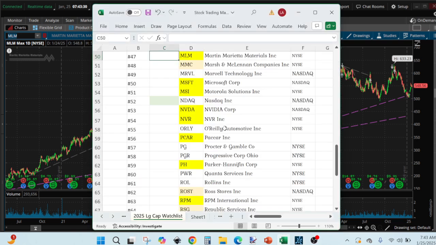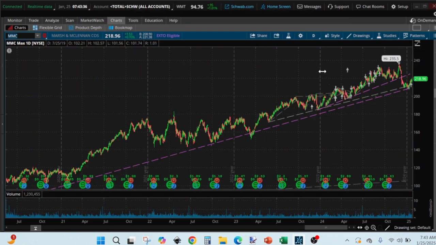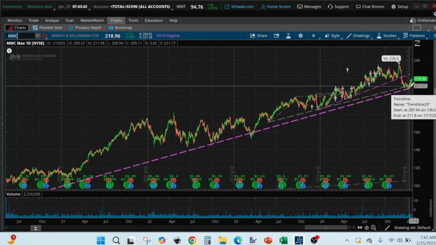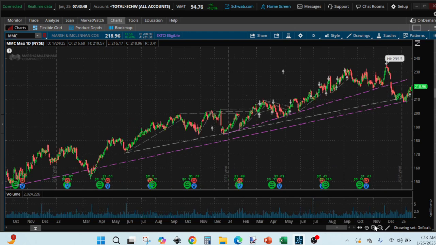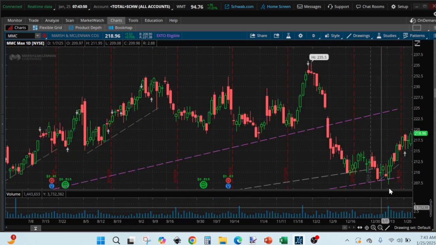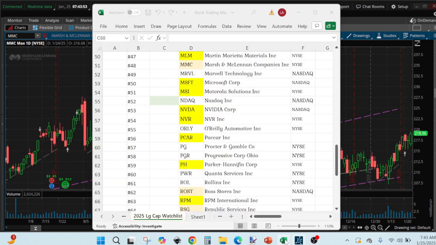The next one is MMC. We purchased MMC this year, and we have two trend lines there. It breached the first one, pulled back to the second one, and started going up from there. After a few higher lows, we got in there. So we'll just keep watching it.